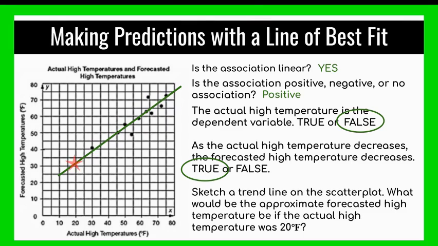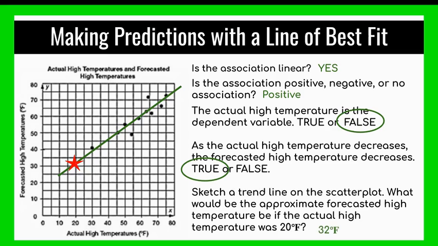And we are trying to figure out what the forecasted high temperature would be if the actual high was 20 degrees. So I'm going to look, the actual high temperature is the x value. So I'm going to find 20 on the x, because that's what I said, and pull up to where it meets the line of best fit. So 20 on the x, it's a little bit above 30 on the y. So I'd say maybe 32 degrees.